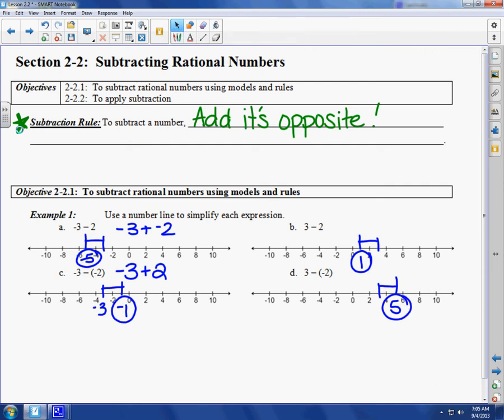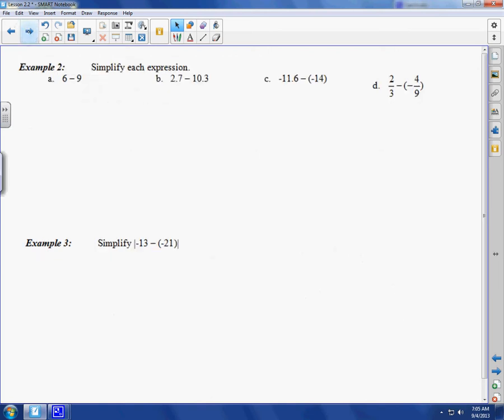This should all just be a review trying to get us to remember our little rules that we use. All right, so try these. Now, remember in example 3, these are absolute value signs. So try these problems, push pause, and then we'll go over, and you may use a calculator.